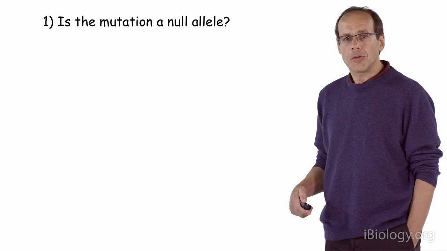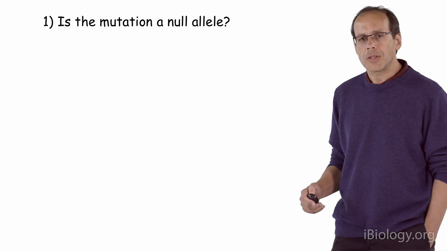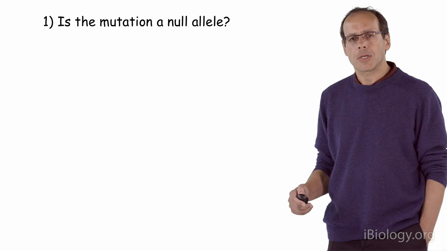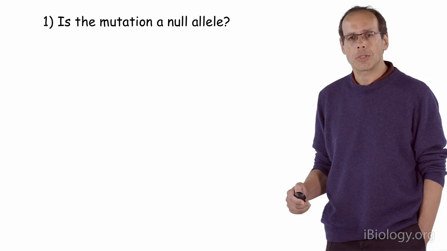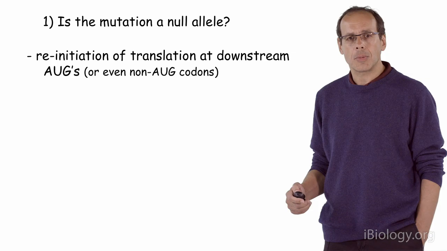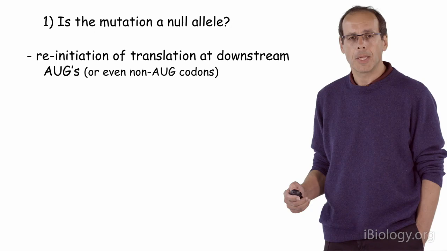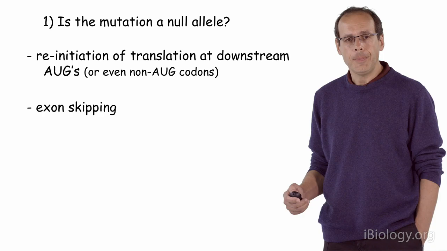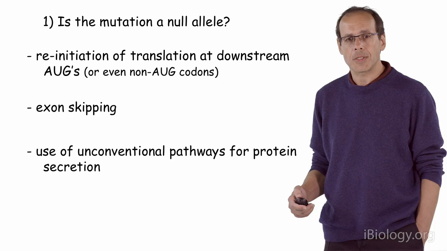The first question then is: is the mutation a null allele? You might think this is a simple question to answer, but in fact, the genome has come up with many different ways to bypass mutations, especially mutations that lead to premature stop codons in the 5' end of the gene. For example, it's been observed several times that downstream ATGs or even non-ATG codons can be used for translation initiation. We've also observed exon skipping, and I'll show you that in a minute. And then, in terms of secreted proteins like EGFR7, one can also imagine scenarios where unconventional secretion pathways are used for truncated proteins, for example.